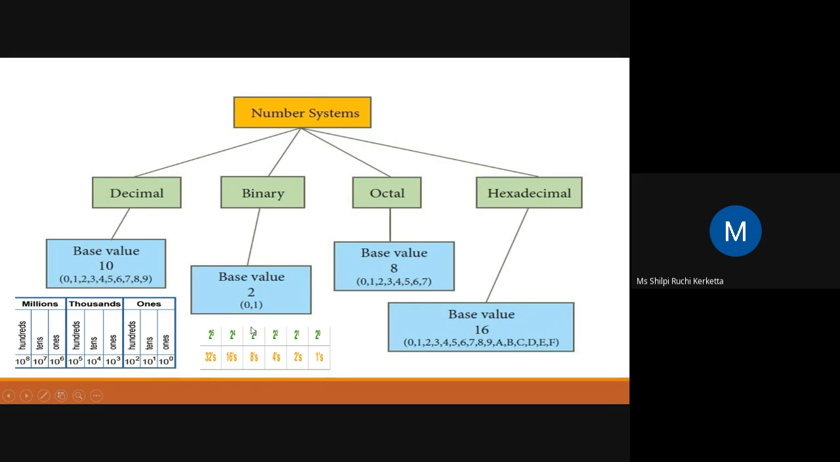The same way, we will do it in binary. The base value is 2 because we have only 0 and 1. In this also we start from the right hand side: 2 to the power 0, 2 to the power 1, 2 to the power 2, and like that. Octal we don't have to study, and after that we have hexadecimal, which I will explain afterwards. It has 16 values, so our base value is 16 for the hexadecimal number.